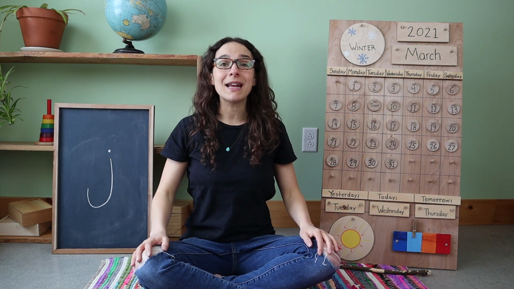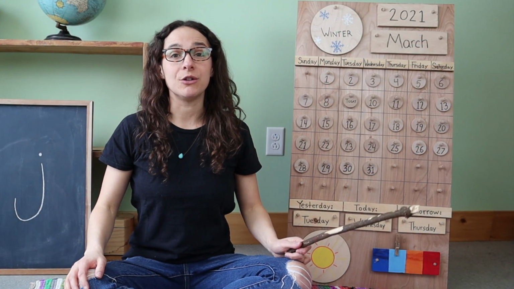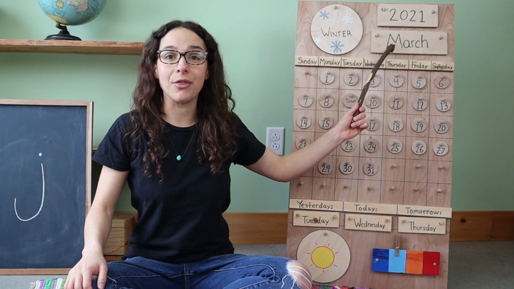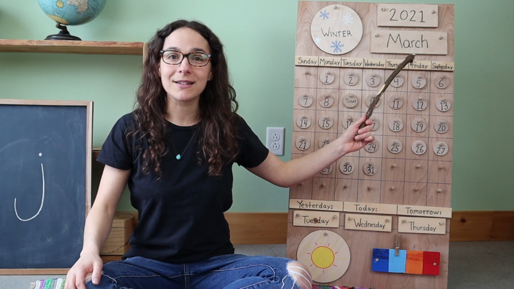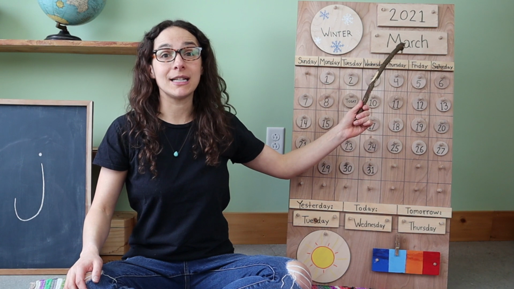Good morning, everybody, and let's get started with circle time. Now, the first thing that we do is begin with the date. And when we say the date, we start off with the month. The month is right up here. Do you know what the month is? March! That's right. The month is March.